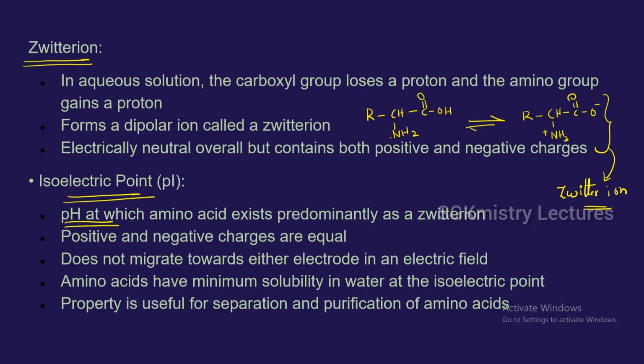And the amino acids have least solubility in water at this isoelectric point. And because of this, we can easily separate the amino acids based on their isoelectric points. So they do not migrate towards either of the electrodes and they have minimum solubility, because of which they can be separated easily.